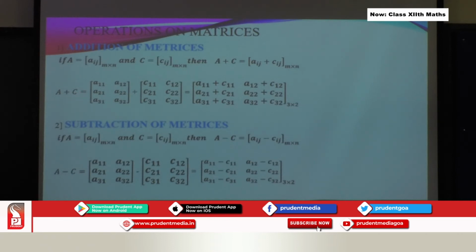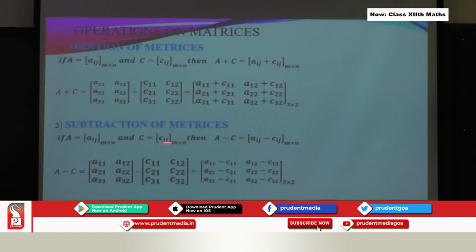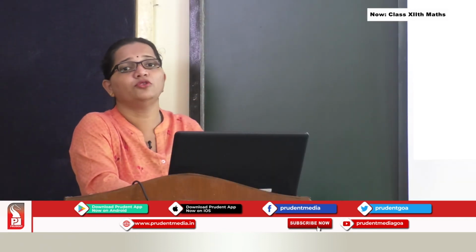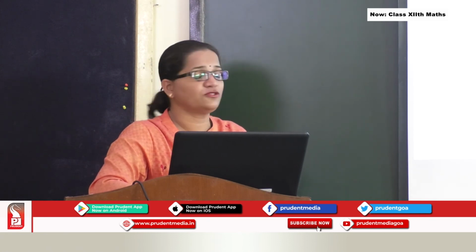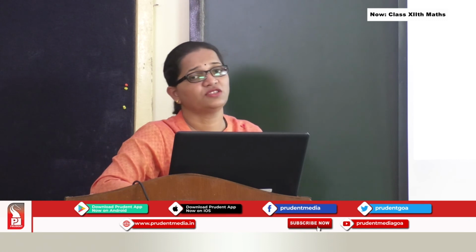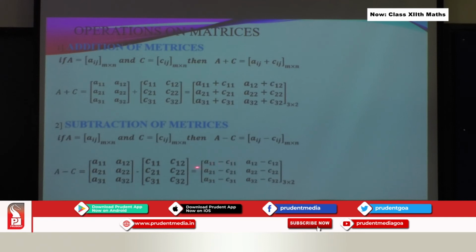Same way, when you go for the subtraction of two matrices, again I take matrix A and matrix C, and I am subtracting. Again a similar protocol you need to follow over here. The order of these two matrices is supposed to be equal. If the order is not equal, you will not be able to subtract these two matrices, or you cannot find the difference of these two matrices. Again here see, the corresponding entries are getting added.